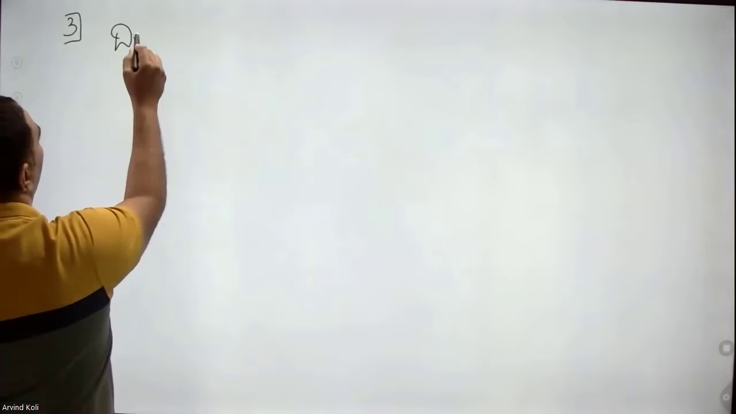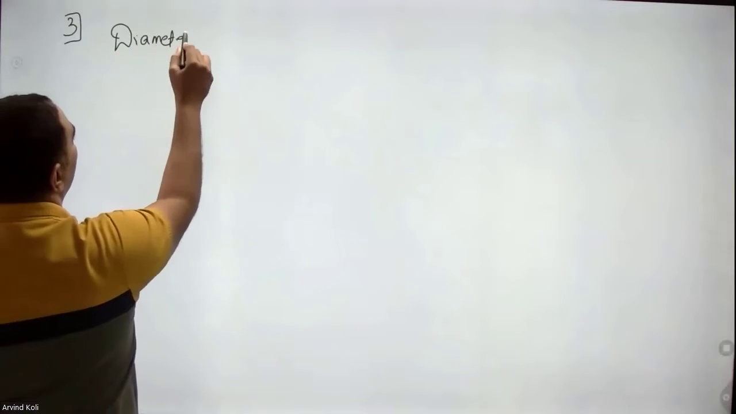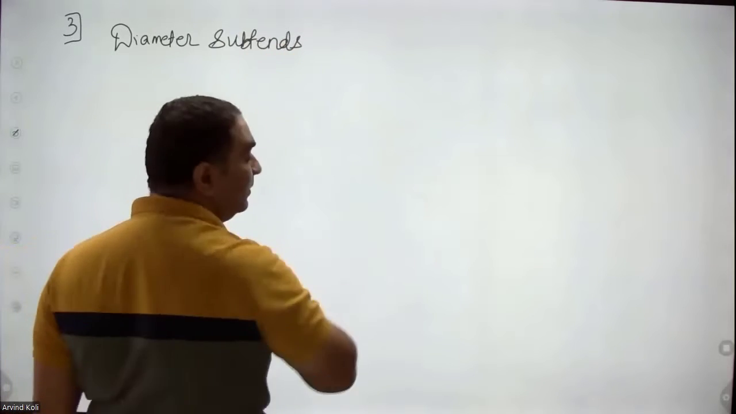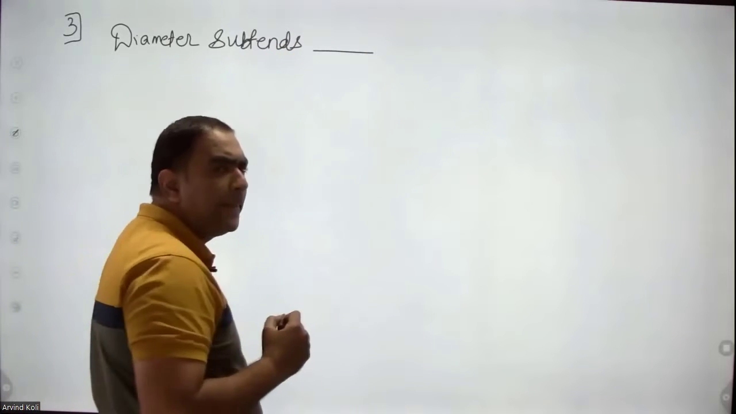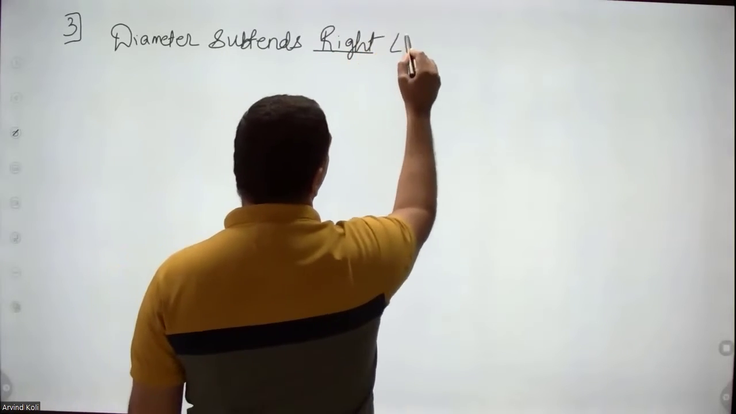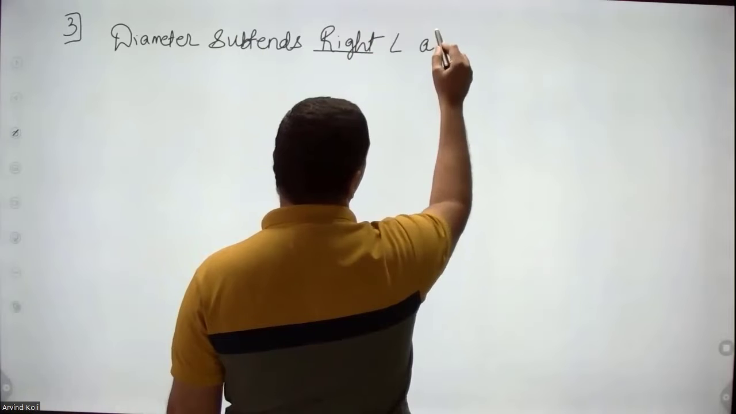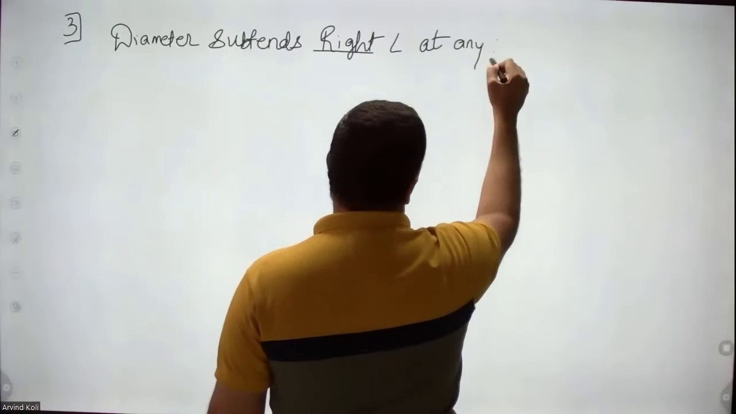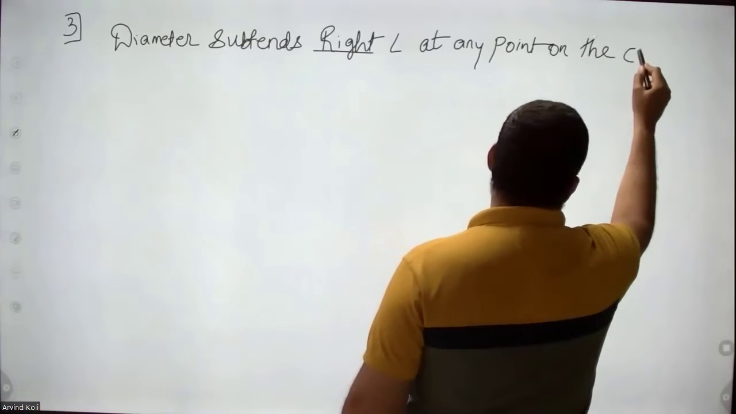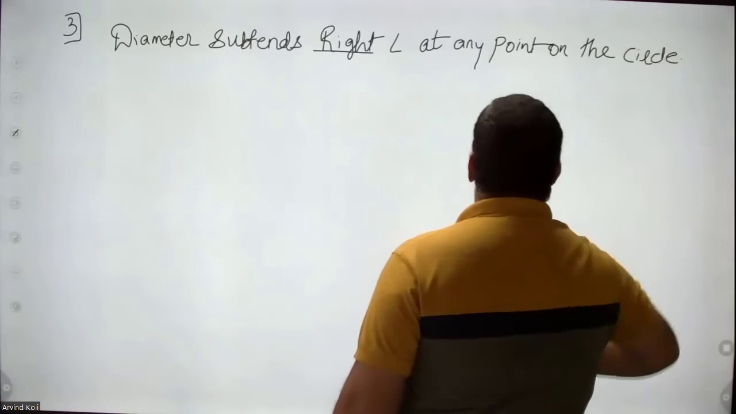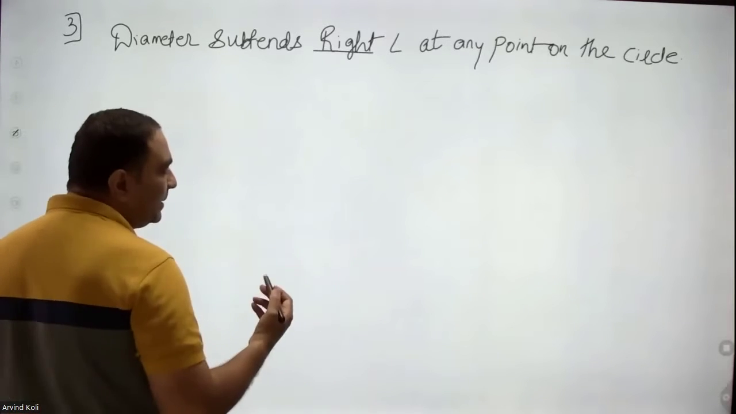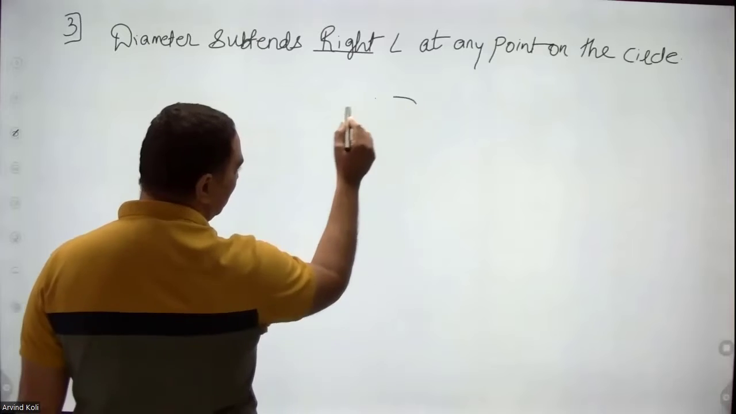Okay, diameter subtends right angle. Diameter subtends right angle at any point on the circle. Diameter subtends right angle at any point on the circle. मतलब क्या इसका है? For this, let us draw one circle.